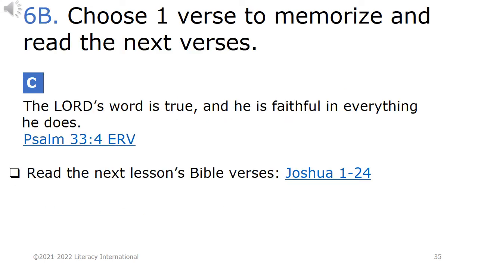6B. Choose one verse to memorize and read the next verses. C. The Lord's word is true, and he is faithful in everything he does. Psalm 33, verse 4 from the ERV. Read the next lesson's Bible verses. Joshua chapters 1 through 24.